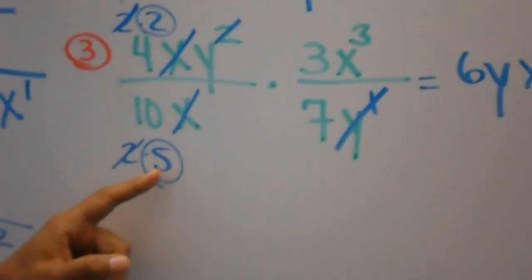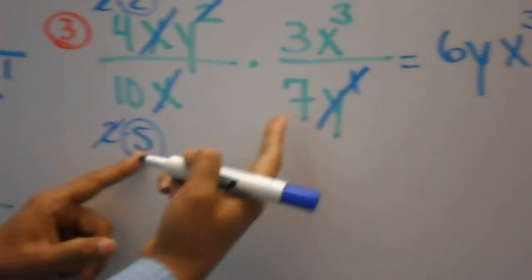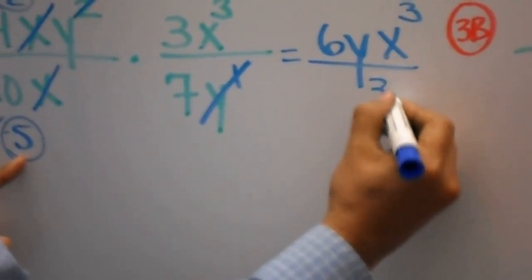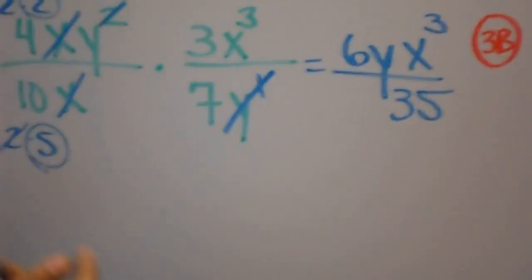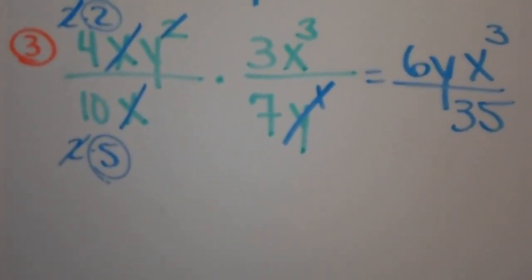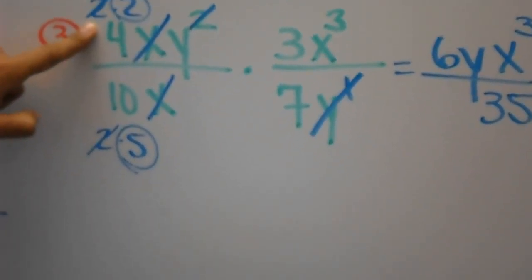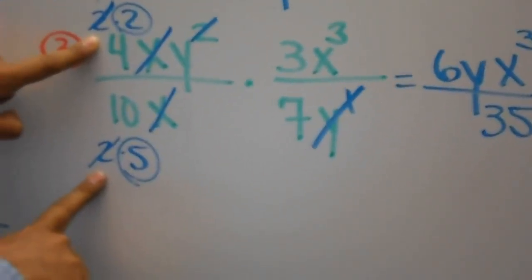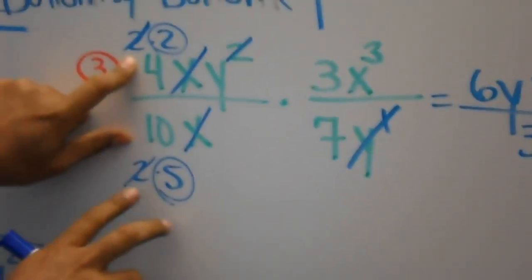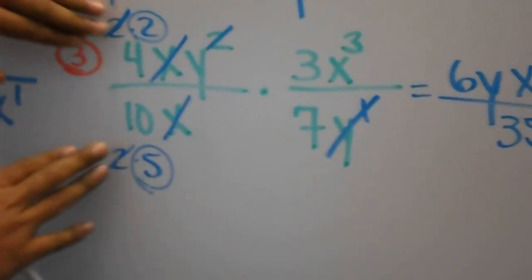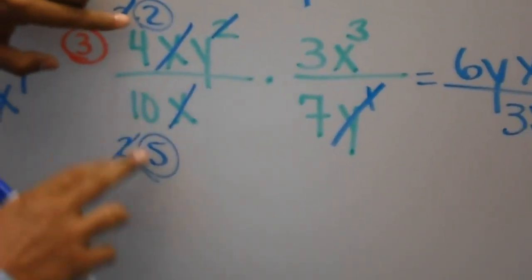And now the 10 became a 5. 5 times 7 is 35. And then you have to step back and see if you did everything correctly. All right, 4 and 10, 2 times 2, yes. The 2 and 2 cancel. And 10 is really 2 times 5. So the 2's cancel, so you have 2 over 5.